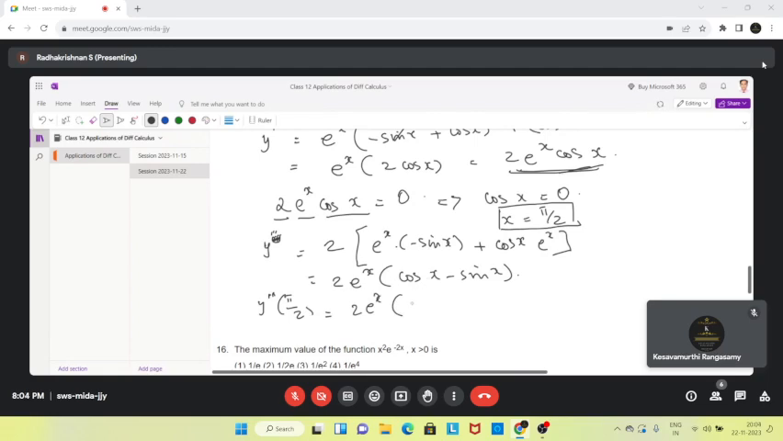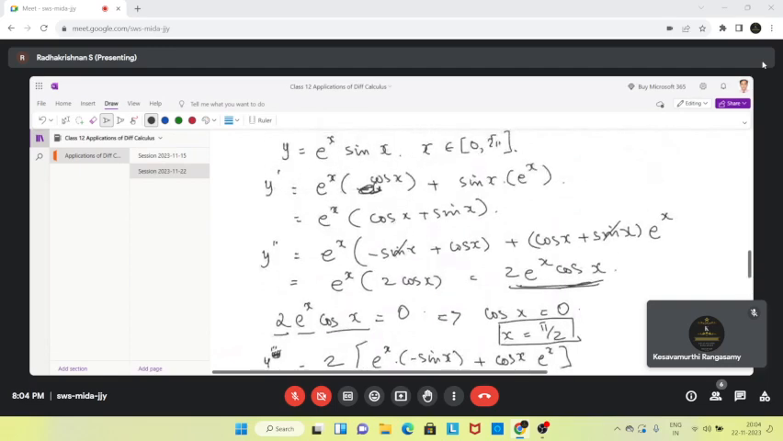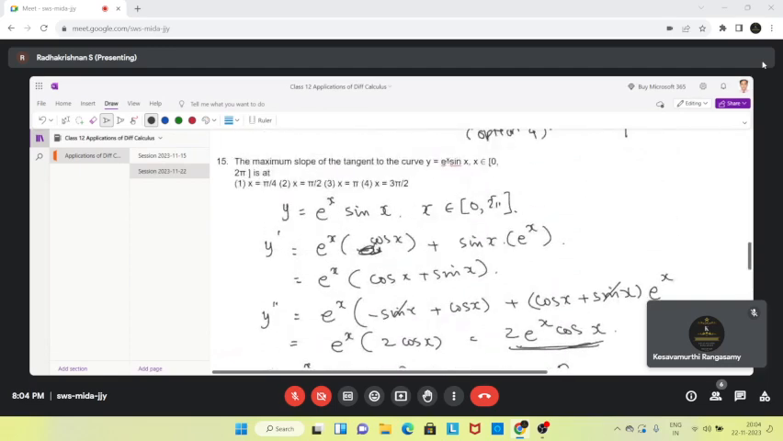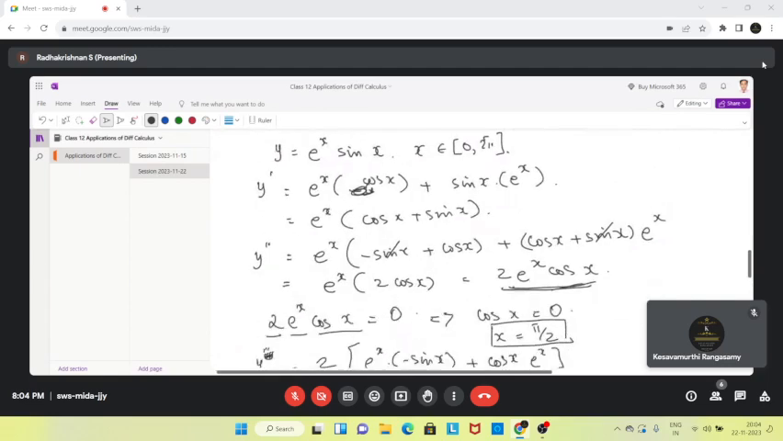Cos pi by 2 is 0. Sin pi by 2 is 1. So you get this is negative, right? 2e power pi by 2 into minus 1, which is minus 2e power pi by 2, which is negative. So that means this is the maxima. So the maxima of the slope occurs when x equal to pi by 2.